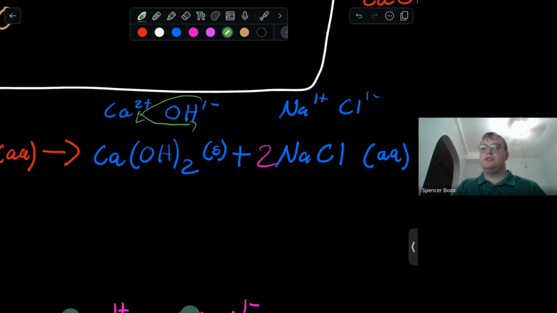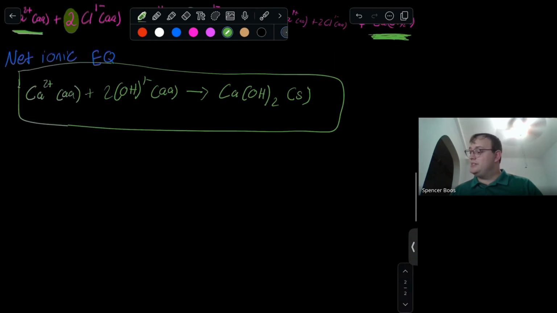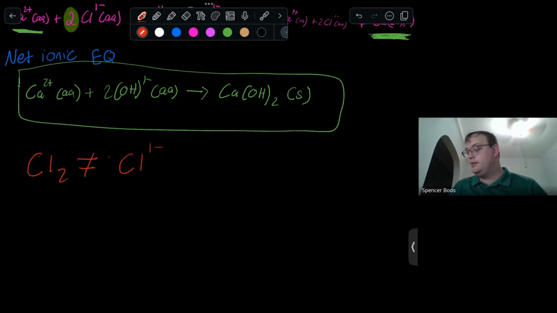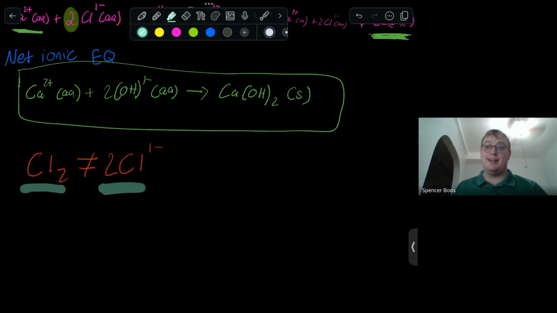So the question also here is, why can't the 2 go onto the Cl? That's a good question. It's because Cl2 does not equal Cl1 minus. This here is a compound. This here is an ion. Good question. Solid usually comes last. It's just a format sort of deal.